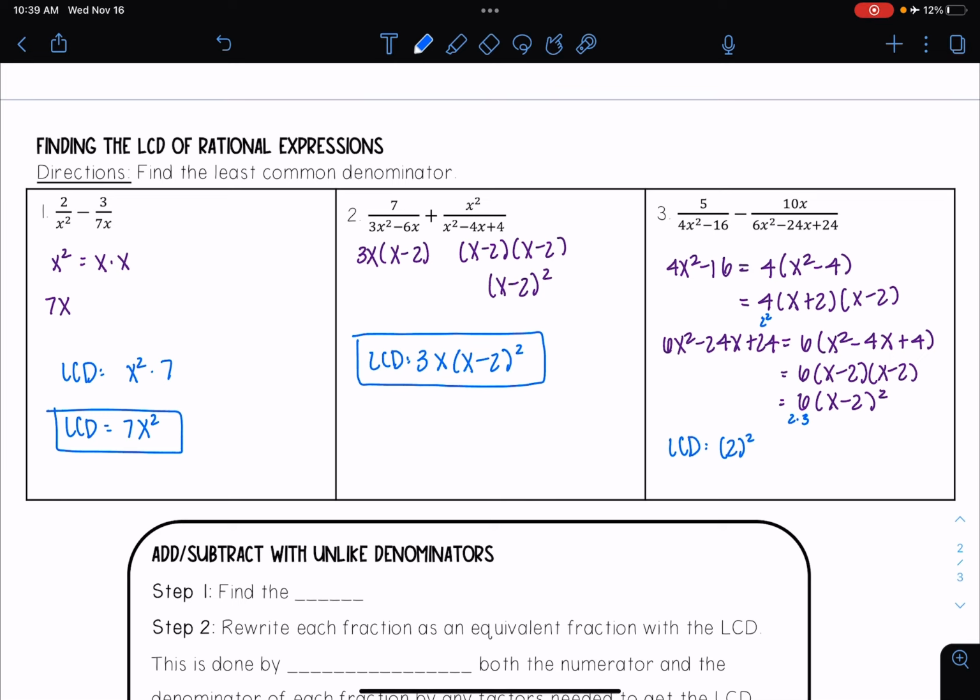And then this next one, I have a 3, so I need to multiply 3 in here. The next factor I see is x plus 2. This bottom one doesn't have an x plus 2, so I just have 1 x plus 2. And then the next one is x minus 2. And I see at the bottom here, I have x minus 2 squared, and so I want to take the higher power. And so when I simplify that out, 2 squared is 4. 4 times 3, I get 12. x plus 2 and x minus 2 squared.